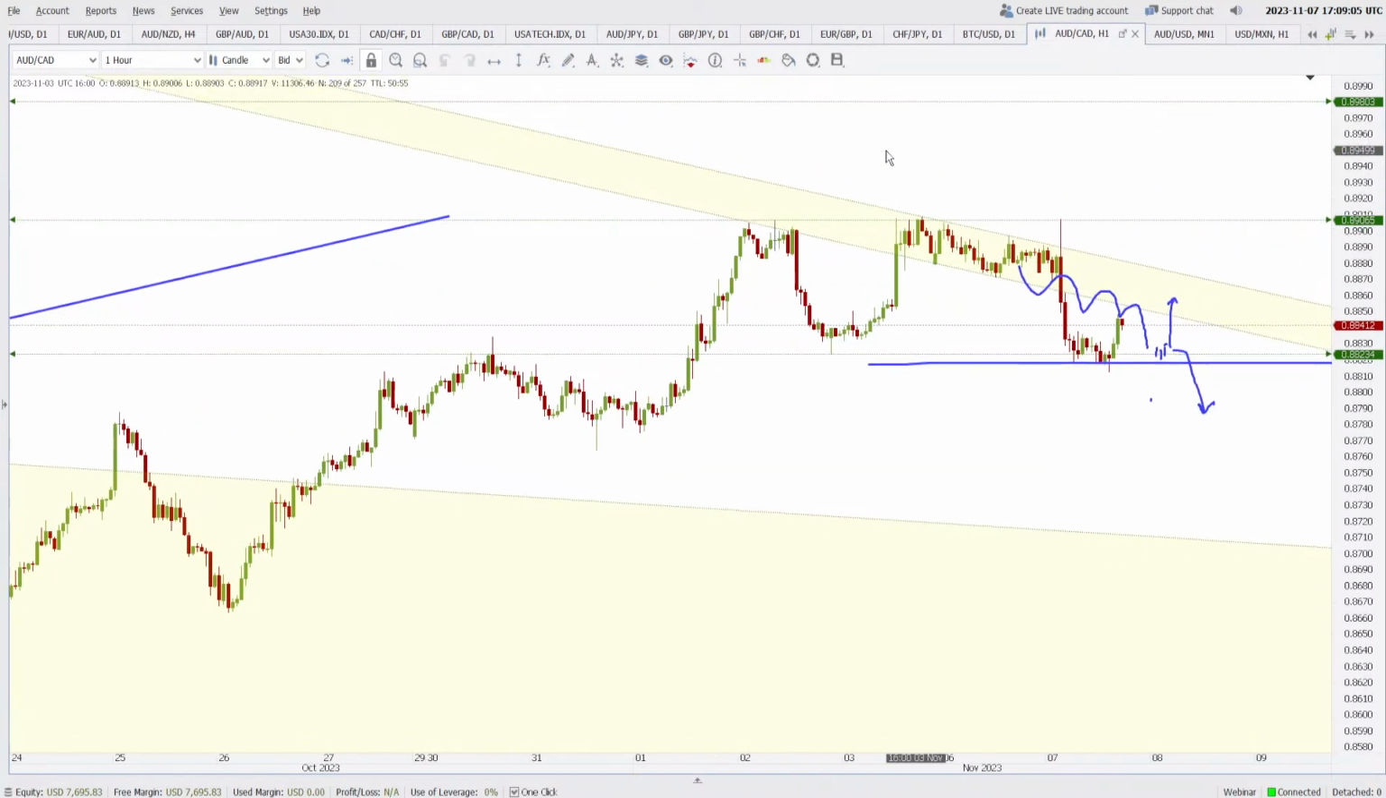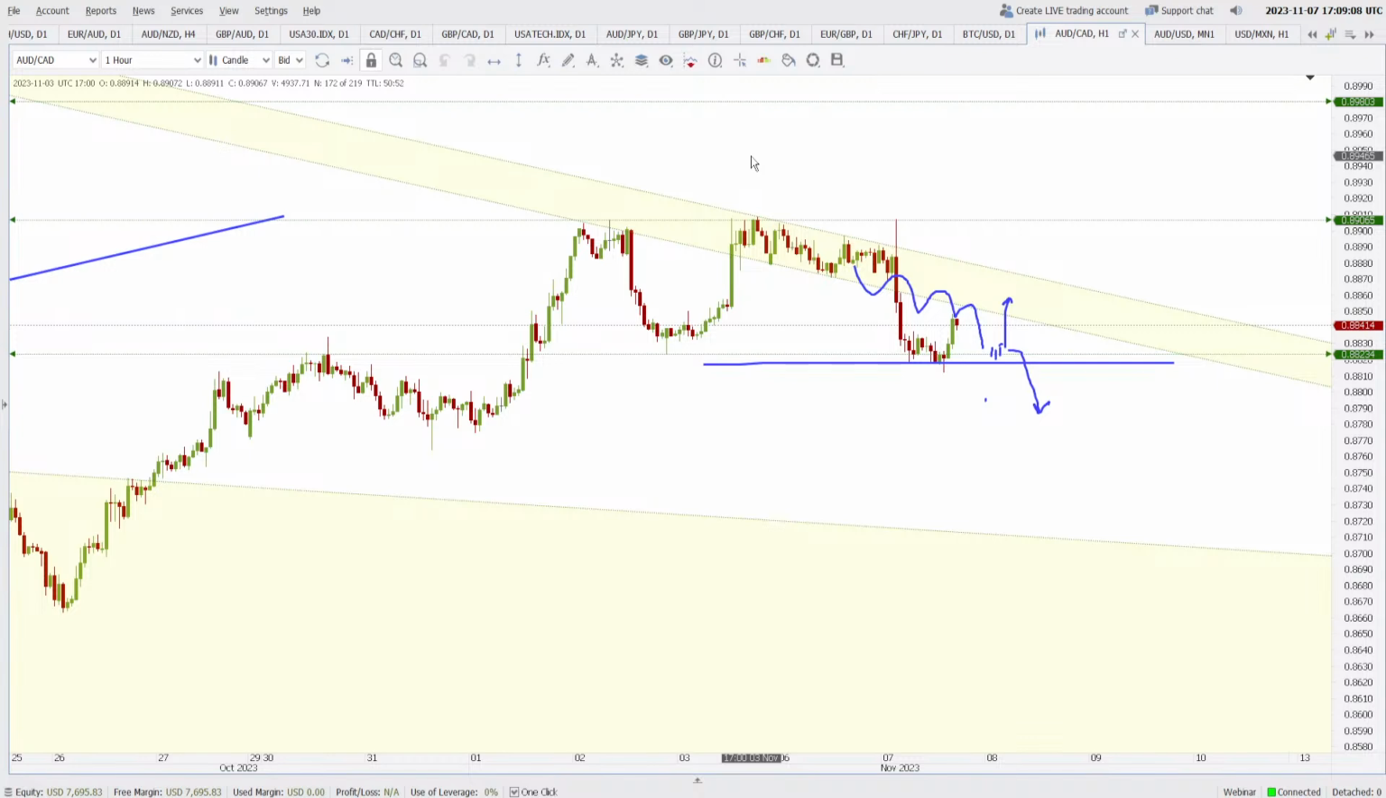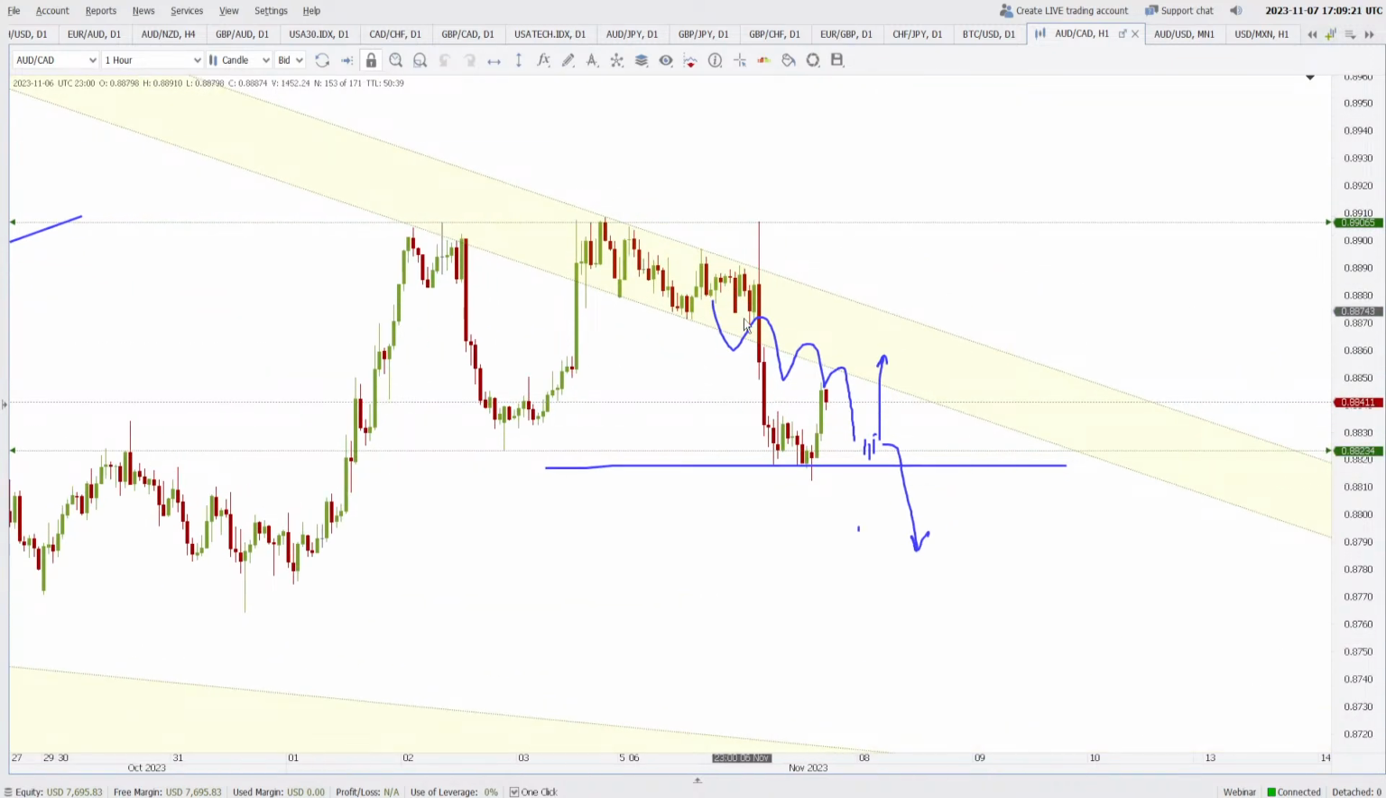AUD/CAD, this is the first. We were expecting the price to actually come down to this level and then find support here. If any of my friends is online who was here yesterday, did we not discuss that something like this is possible here? Australian dollar may go to this level to find support, 0.8823, and that is exactly what has happened.